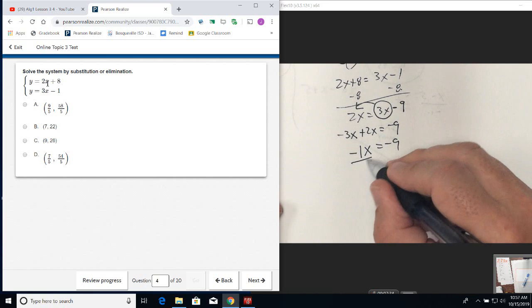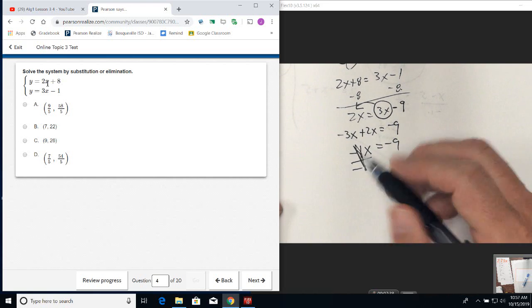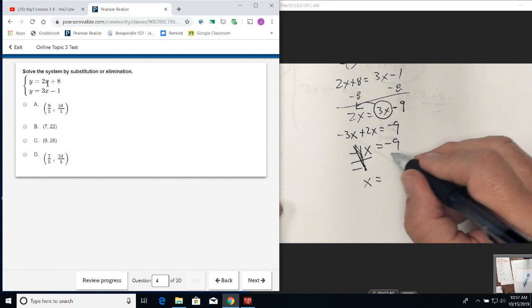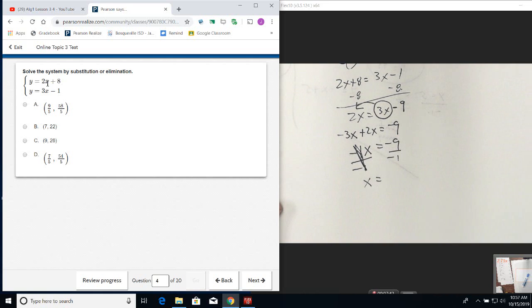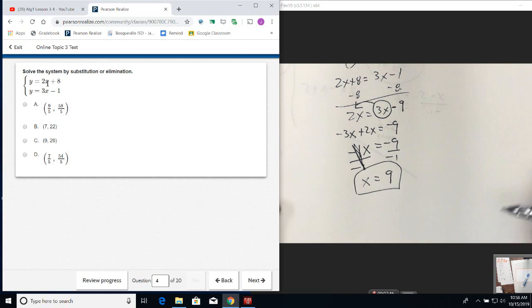Now to get x by itself, just divide by negative 1. Negative 1 divided by negative 1 is 1. 1 times x is x. When what you do to one side, you got to do to the other. So a negative 9 divided by negative 1 would be a positive 9. So x is equal to 9. So I know x is 9. What would y be equal to?